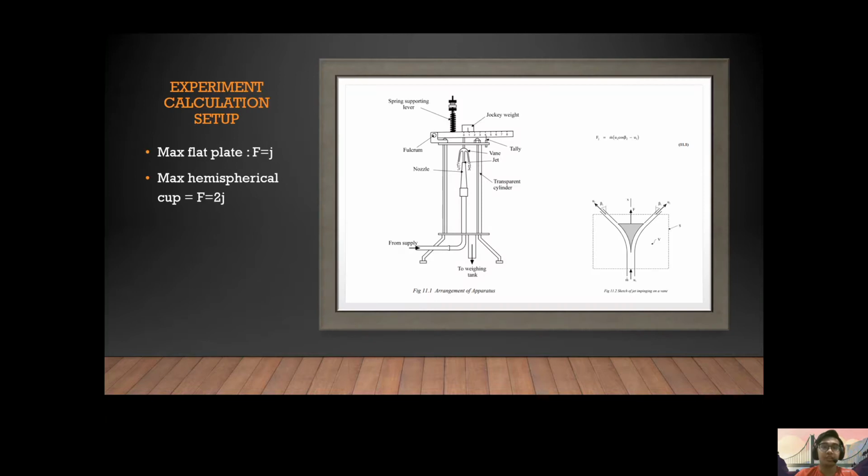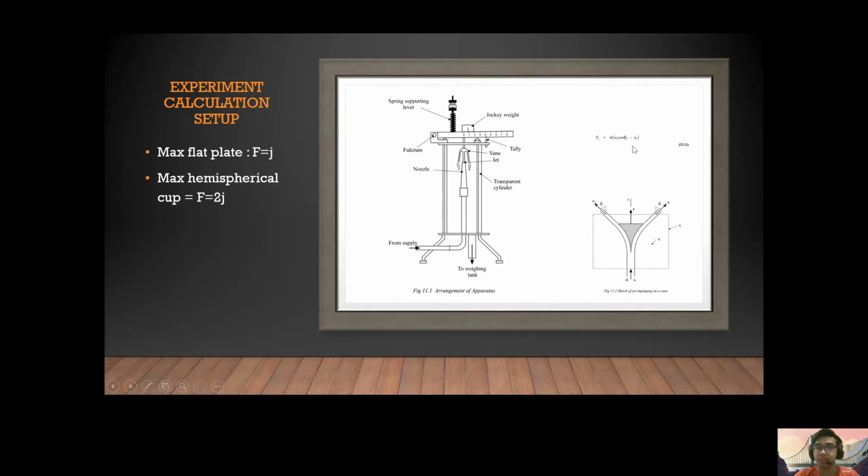So this is the experiment and calculation setup. As you can see, this is our setup. The water jet will come to here and shoot up this thing, and as a result it will displace the jockey weight. We can take the measurement and compare the momentum from the nozzle, or from the water, to the force. We already decide what the jockey weight is and everything.